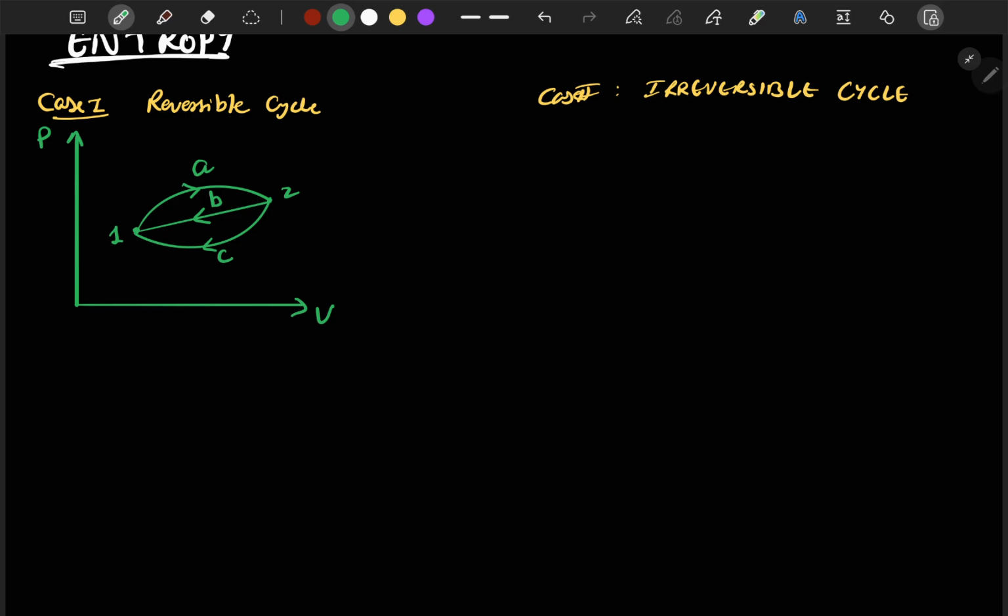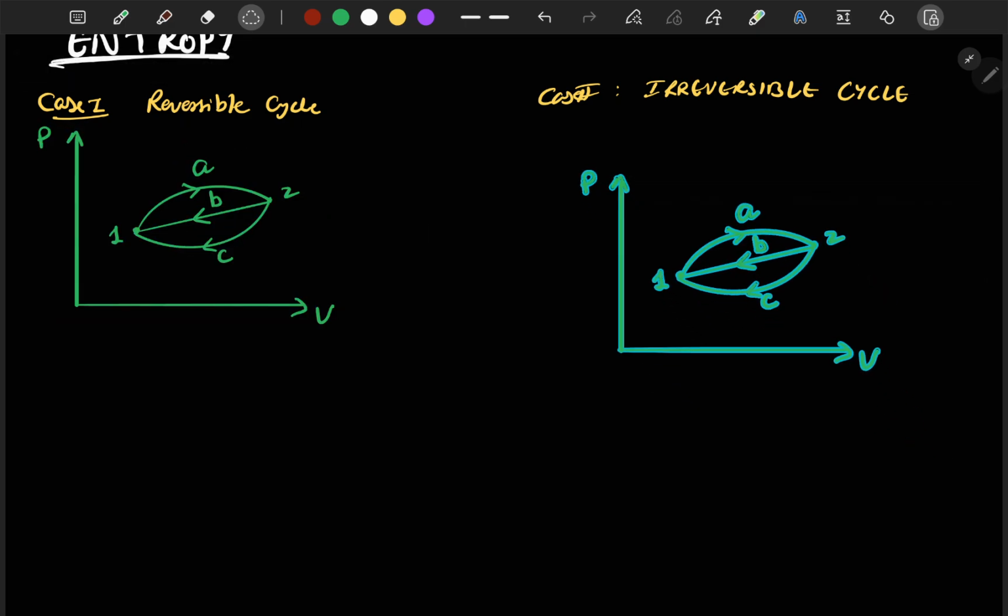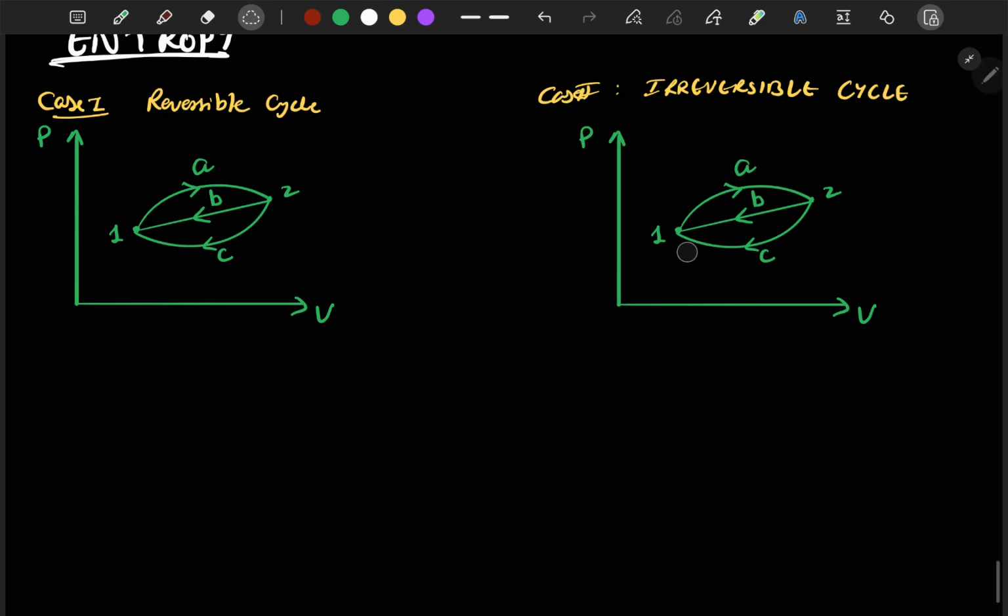Okay, and in the case of irreversibility, we will take the same diagram. The only difference is that process C will be irreversible. So this process C here is an irreversible process. This C is irreversible, but both processes A and B are reversible.